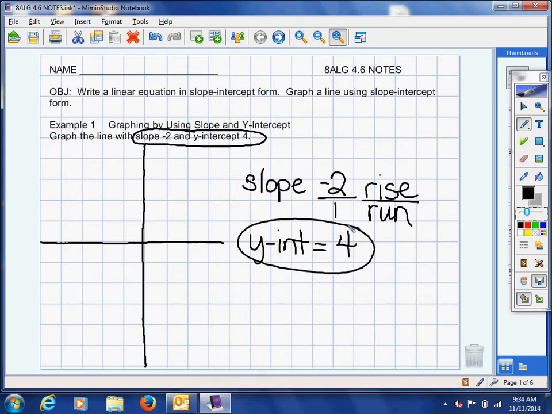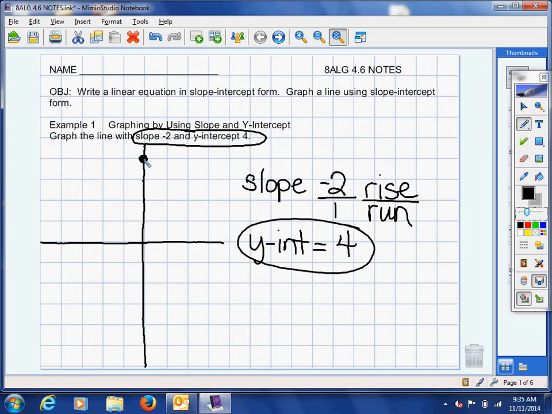Okay, so first thing you're going to do is mark the one point you know. You know for a fact that the point 0, 4, the y-intercept, is on your line. So let's start at the origin, count up, and mark 0, 4 on the y-axis. That's the one point you know is on your line, and that is the point from where we are going to begin constructing other points.